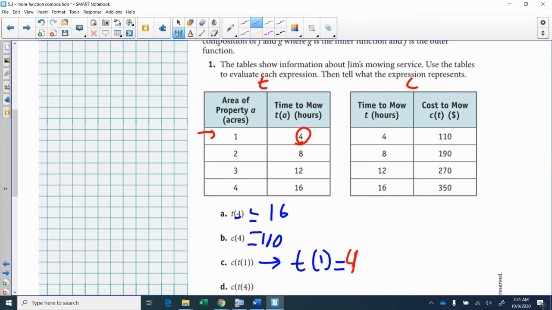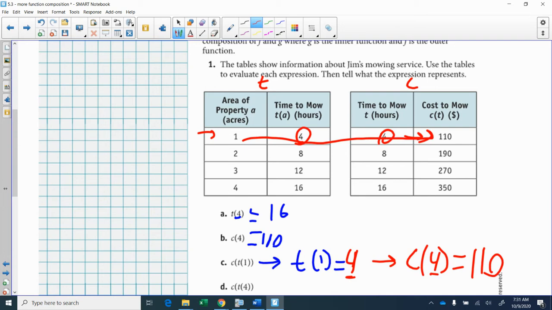So what this is telling you to do is take that 4 and plug it in for the c. We're going to take the answer from the 1 value and plug it into the next one. Because I found t of 1 came out to be 4, now I'm going to find c of 4, and c of 4 is right here, which gives me 110. Notice how there's a direct correlation across the board here. I plugged in 1 for the area, the time took 4 hours, and I took that time of 4 hours and found out it was a cost of 110.